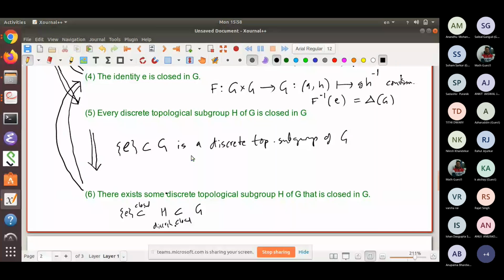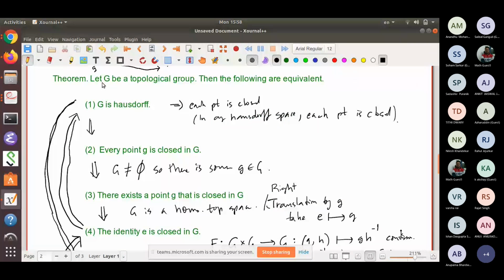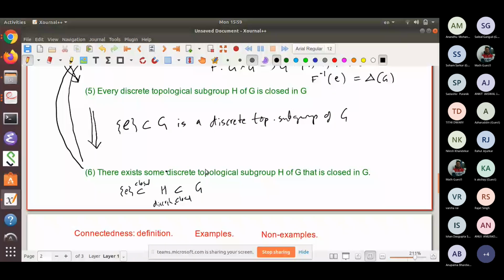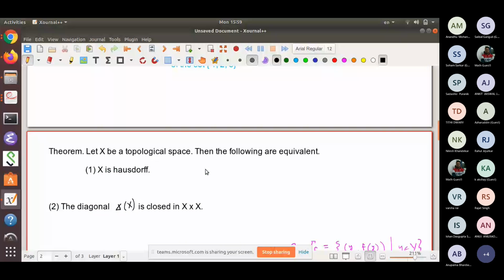So suppose there exists some discrete topological subgroup H that is closed in G. I take that discrete closed subgroup and take its identity that is closed in H. You are already told that H is closed in G, therefore identity is closed in G. That is this statement. And this statement, you already know how to come back to this statement. So you have this whole wave of statements interlinked by very nice natural arguments. So we have looked at Hausdorffness of topological groups, and Hausdorffness of topological spaces first of all, in multiple ways.